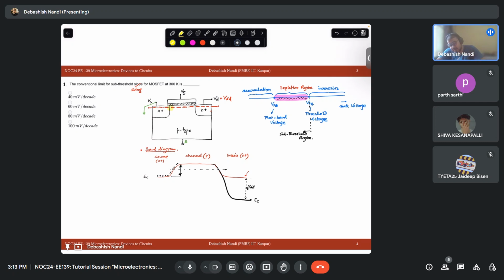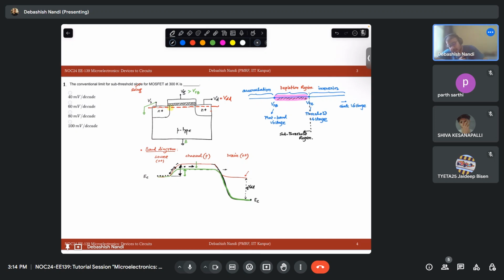So what is happening? You are applying a gate voltage. Let's say you are applying a gate voltage greater than your VFB, so you are in your depletion region. What will happen? This energy band diagram will be something like this. So this barrier is effectively getting reduced, and more and more electrons will start to cross the region.